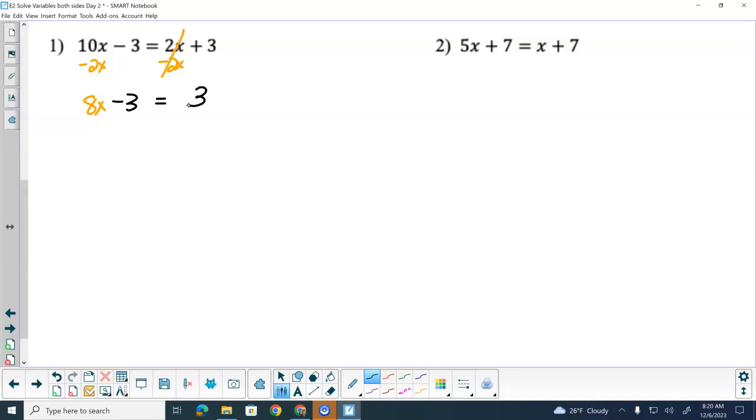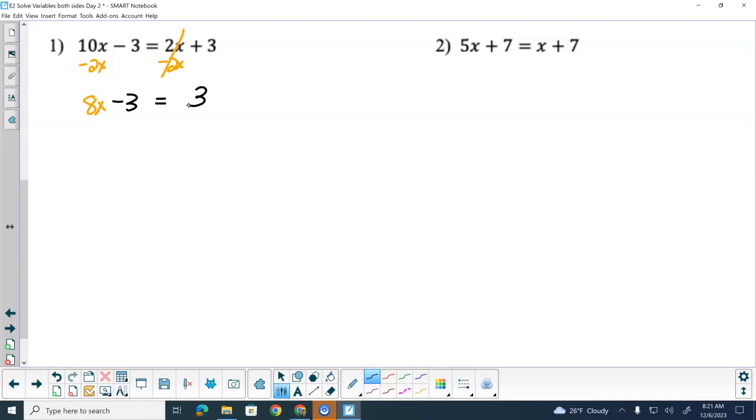Gasser, back to you. What's our next step? 8x minus 3 equals 3. So what's our next step? It sounded like you said multiply, like you were trying to do 2 different things at once.